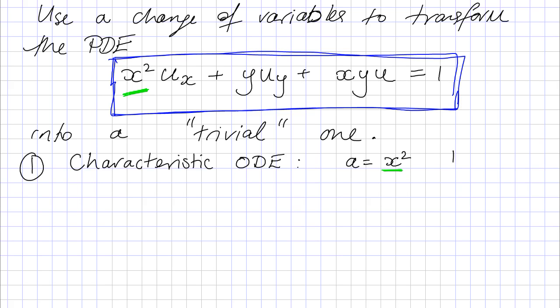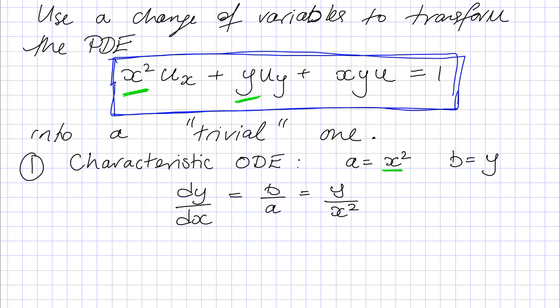And the second coefficient we're interested in is B, and that's whatever is in front of du by dy, so that's y in this case. So B equals y. And once we've worked out what those coefficients are, we can immediately write down our characteristic ordinary differential equation, which is dy by dx is B over A, so that's y divided by x squared here.